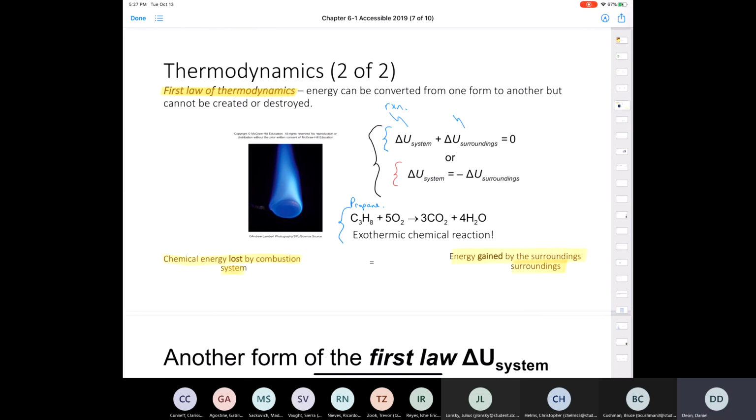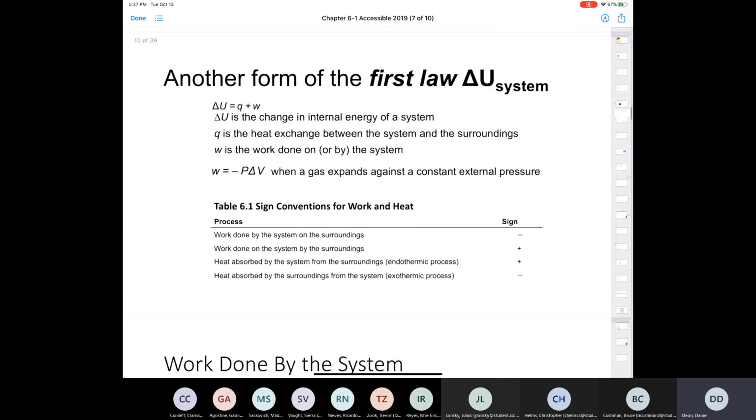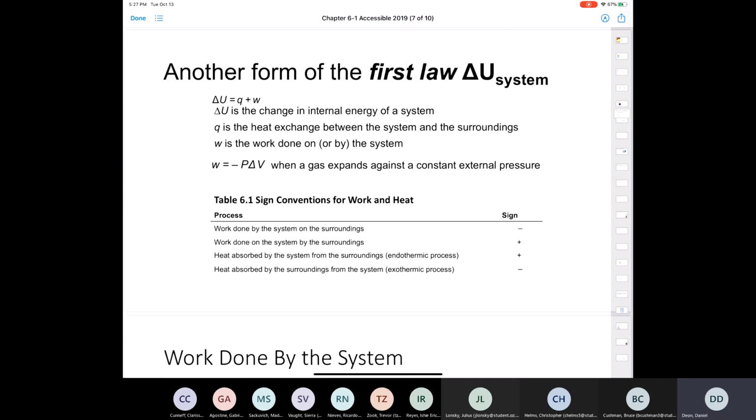Well, let's look at another way to write the first law of thermodynamics in terms of the change in energy for the system. And this one might not be intuitive, so you'll kind of have to bear with me while I explain it to you. Again, we saw that a way to write the first law was that the change, and I'll just put it up here so that it's in your head, the change in energy for the system is equal to the negative of the change in energy for the surroundings. So that was one way to write the first law, but here's another form.